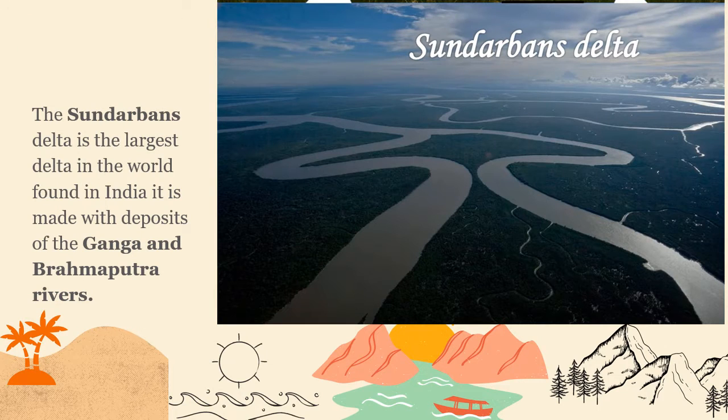Sundarbans Delta. Sundarbans Delta is the largest delta in the world. Found in India, it is made with deposits of the Ganga and the Brahmaputra river.